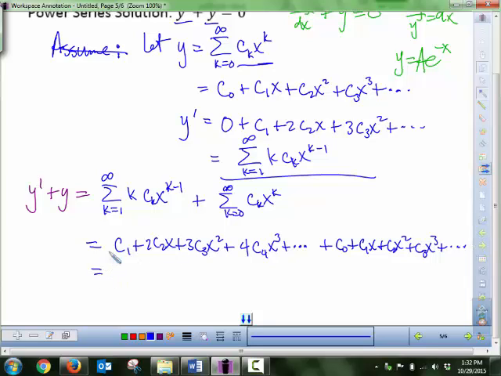And the idea is to match this up. It looks like I have a couple of constant terms. I can pair them up: c sub 1 plus c sub 0. And it looks like I have a couple of linear terms. I'll match that up. This is 2 c sub 2 plus c sub 1 times x. The quadratics.